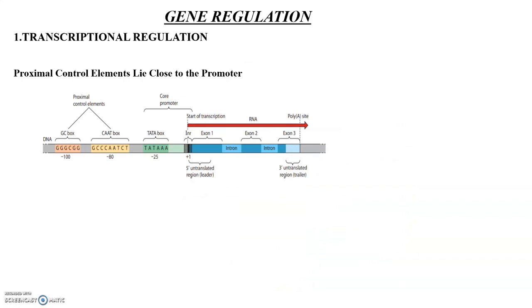Regulation is an important aspect of almost every process in nature. This is especially true of gene expression. Gene regulation is the process which either increases or decreases gene expression. Gene expression can be regulated at many stages, and we mostly focus on two stages: transcriptional regulation and translational regulation.